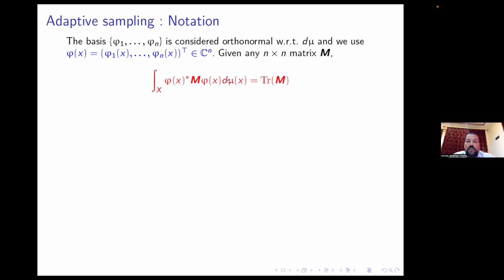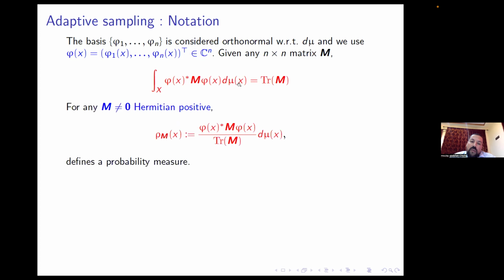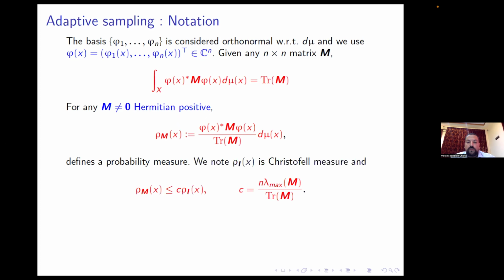Given any matrix, this is a simple calculation. You can show that this integral is equal to the trace of M. In particular, if M is Hermitian and positive, this will define a probability measure. And from this type of measure, we will sample. Let me note that the Christoffel measure is just a particular case of this type of measure, where the matrix M is the identity matrix.